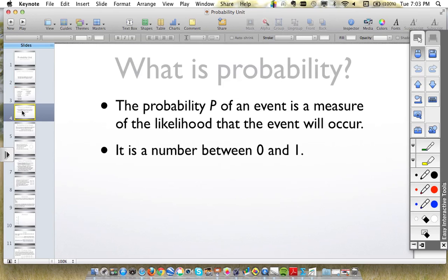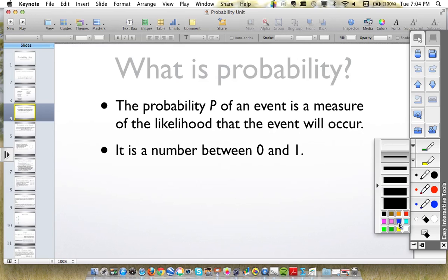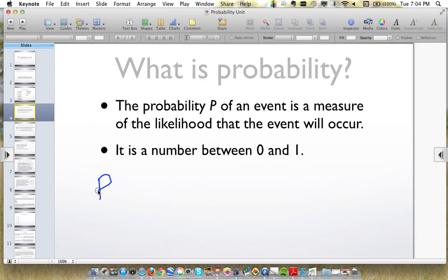Alright, first we're going to look at what is probability. The probability of an event, P, it's always represented with P, of an event is a measure of the likelihood of it happening. What is the chance of this thing actually happening? Now, it is a number between 0 and 1.